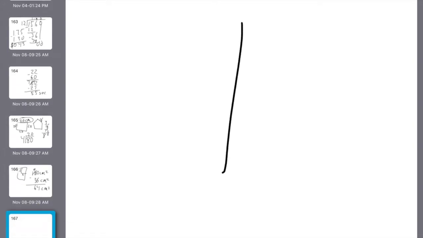Number 9. The coordinates of the 3 vertices of a rectangle are -3, 2, 3, -2, and -3, -2. What are the coordinates of the 4th vertex? And then find the area. Okay, I'm going to draw this one for you as a review.